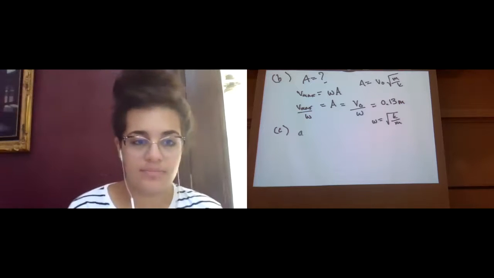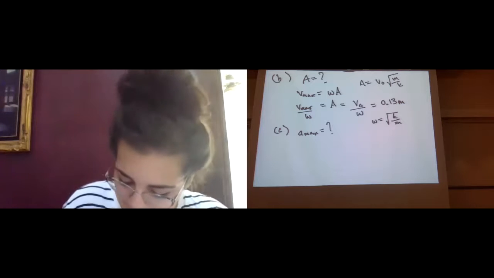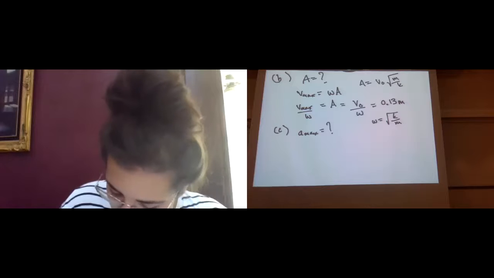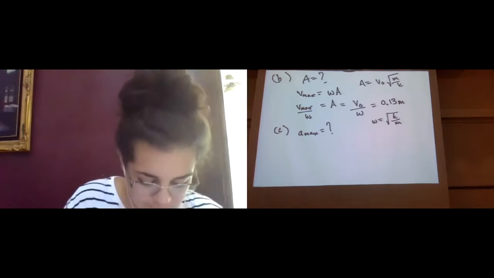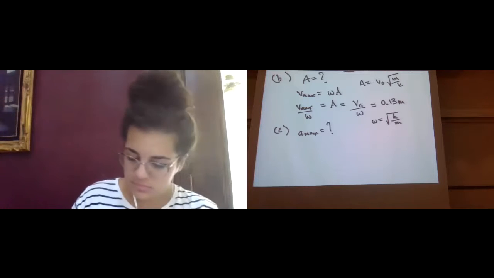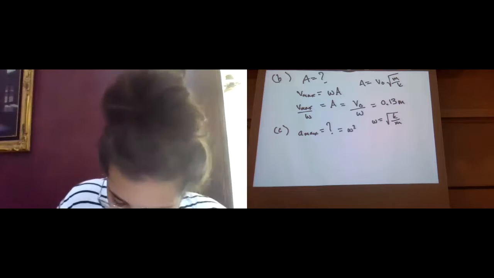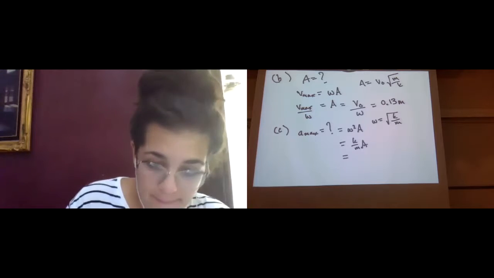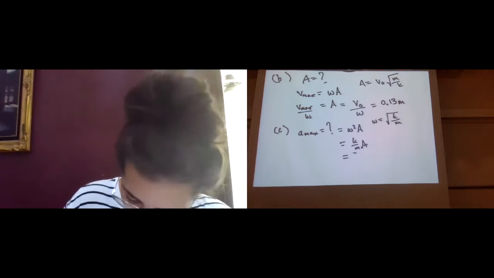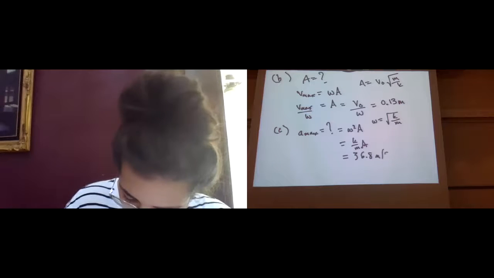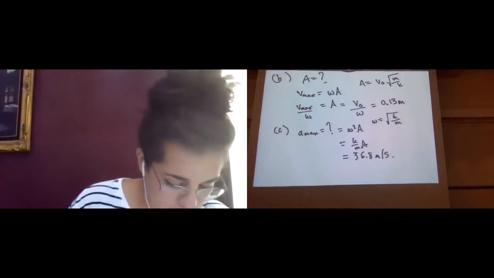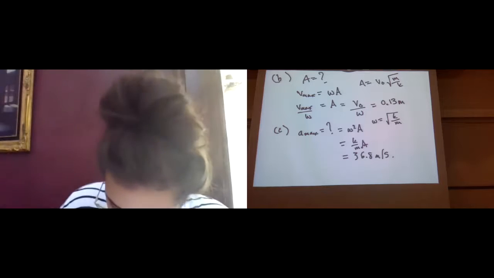Good. Part C, we want to know what is the maximum acceleration. So what's the maximum acceleration that this guy reaches? Did we talk about maximum accelerations? Yes. What's the expression for that? Well, in general terms, that's equal to the angular frequency squared times the amplitude. So in this case, it's going to be equal to K divided by M times the amplitude. Plug in my numbers. What I find in this case is 36.8 meters per second squared. Okay?